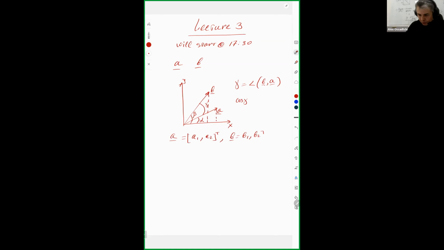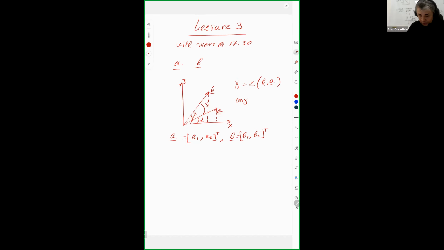The reason I put transpose here is that, as I already mentioned, all vectors, unless specifically stated, that we will be dealing with are originally column vectors. So I'm writing them in a row, and then I need to transpose it so that it's a column vector.